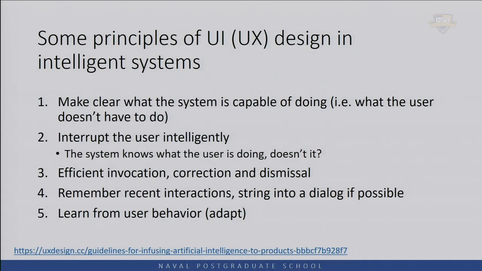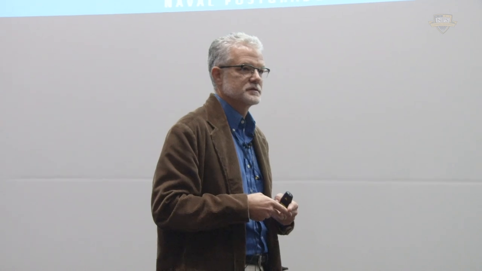Think about when you're going to build something with intelligence in it. First of all, you've got to make clear what the system is capable of doing and what the user does, what the user doesn't have to do. User interfaces are fundamentally about two things: communication and managing expectation. That's what they are. You get those two things wrong, I guarantee you, you've got a bad interface. So communication is about, we're essentially creating a language. We're saying this is how we're going to be talking back and forth.